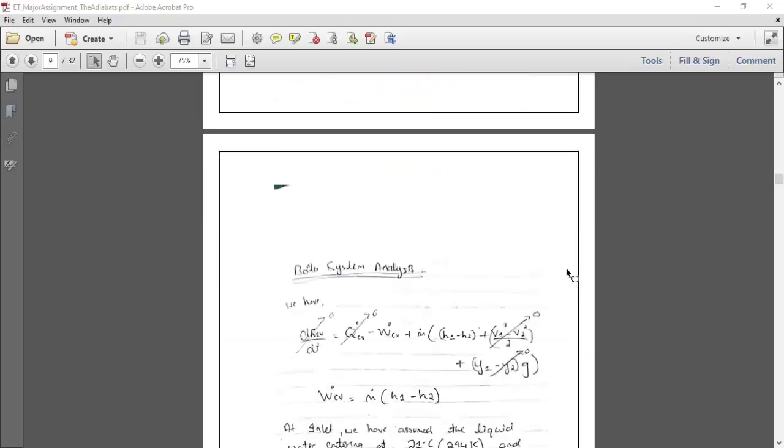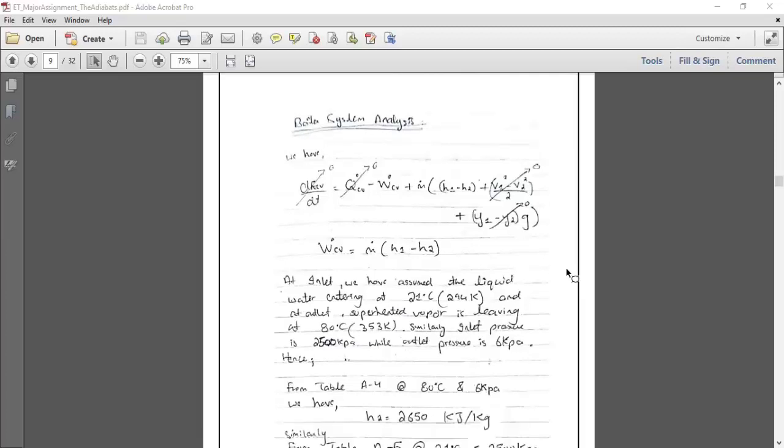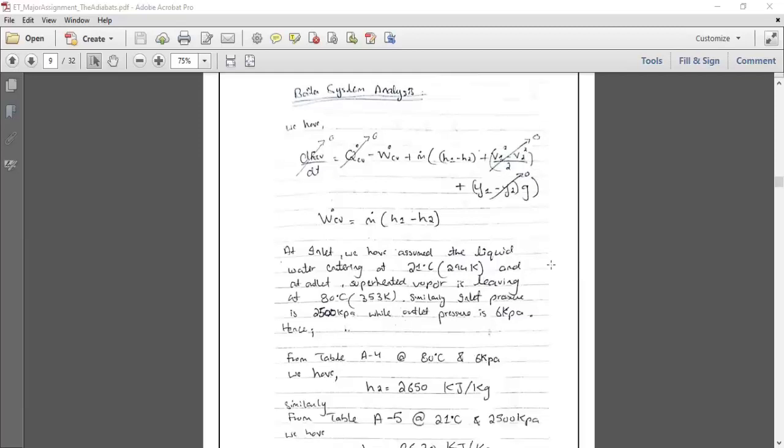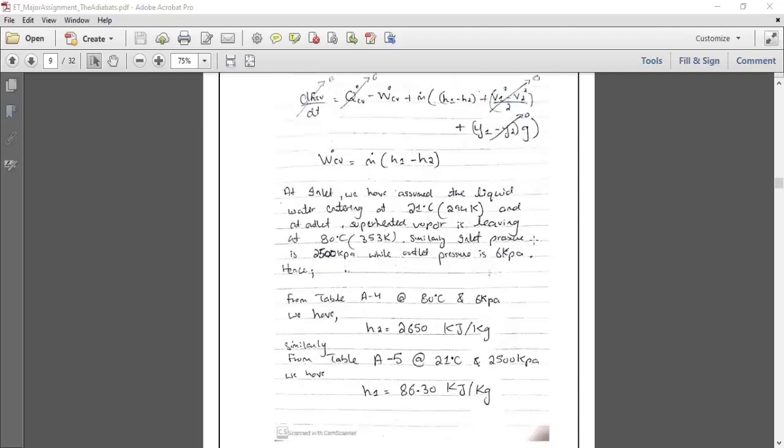Next, we have performed the open system energy rate balance analysis on the boiler the same way as for the pump, substituting our assumptions. After substituting our assumptions, the simplified expression looked as follows, with work rate being equal to the product of mass rate and enthalpy difference. To calculate the enthalpy difference, we simply refer to the superheated table of water vapor and map the corresponding enthalpies for the assumed temperature and pressure.